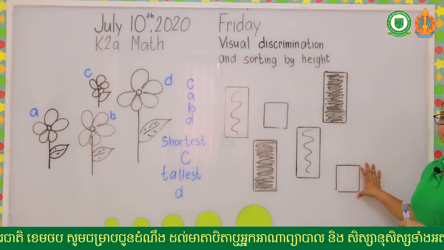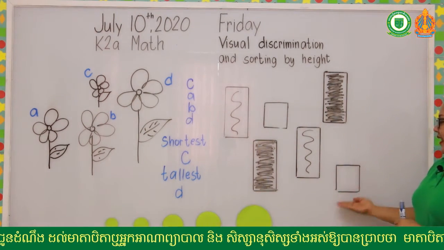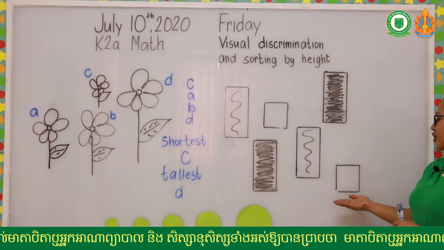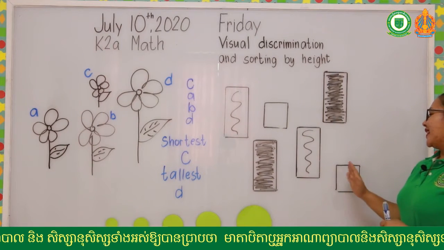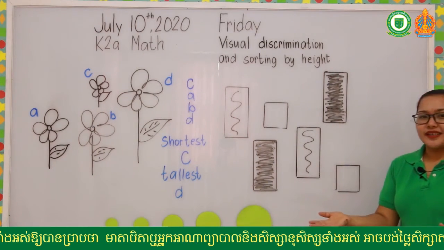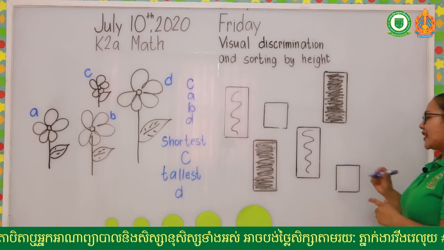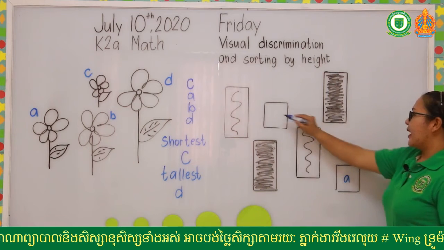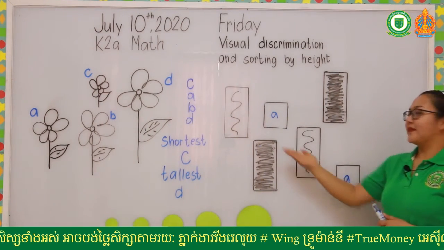So this is a square, right? A square, and it has the same shape as this one. I think they're the same size, square, and it's just a plain square. Okay, so they are the same. So let's say this is letter A and letter A. Okay, the same.